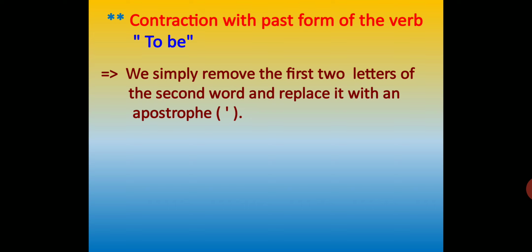So the rule of contraction is the first word always remains the same. Means the noun and pronoun always remain the same in this case, and in the second word, means the verb to be, we remove the first two letters. We remove the first two letters of the verb to be in the case of the past form of the verb to be. Let's see the examples.